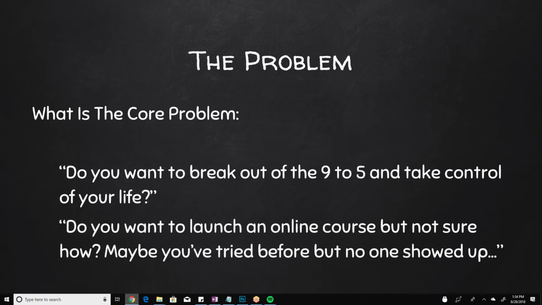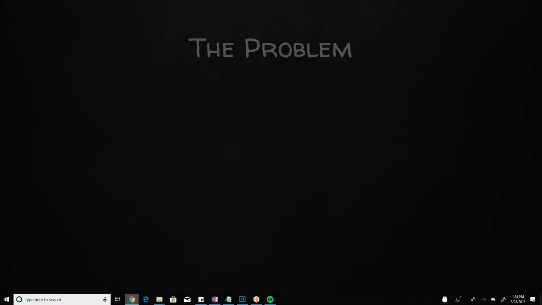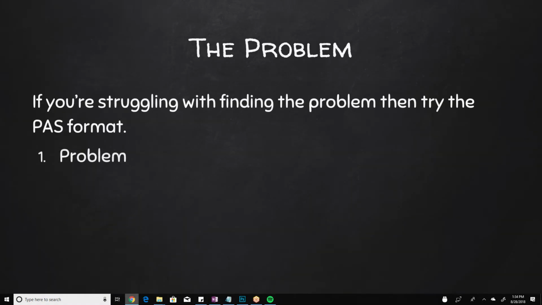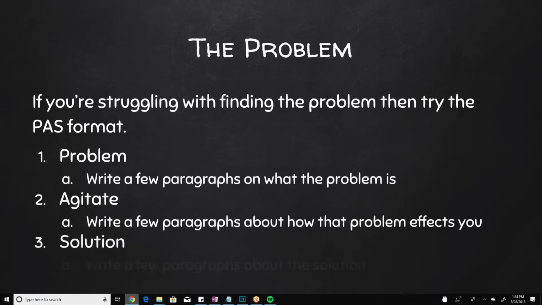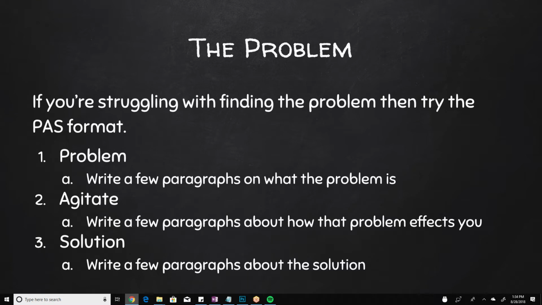You want to then talk about the problem that they're going to face. And you want to try to get to the core problem. So for example, in one of my courses, it's: do you want to break out of the 9 to 5 and take control of your life? Do you want to launch an online course but not sure how? Maybe you've tried before but no one showed up, okay? The problem is really an important element to this entire conversation. And if you have trouble defining the problem people have, this is what I always recommend that people do.